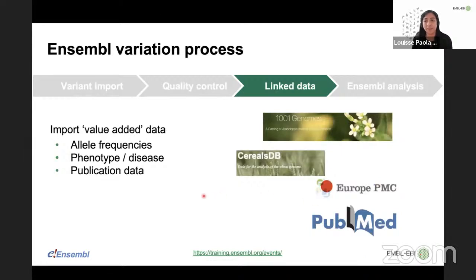In the third step, we link the variation data that pass the quality control to other databases. Here, what we do is we add value to the data. And what does this mean? This means that we link the variant to any allele frequencies, to any traits, phenotypes, and any publication data.